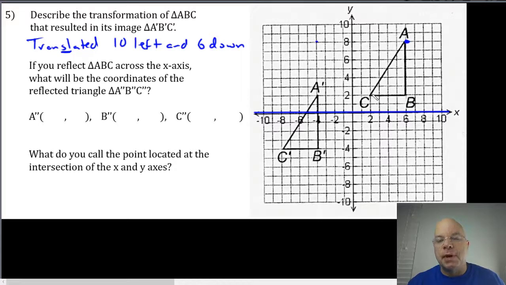So I'm going to start with the vertices that are closest to the x-axis. C and B are both 2 above the x-axis. So when we reflect, remember, a reflection is like a flip. When we flip the vertices over the x-axis, C is 2 above, so it will now be 2 below. C double prime will be there. B is 2 above the x-axis, now will be 2 below the x-axis, B double prime. A is 8 above the x-axis, so it will be 1, 2, 3, 4, 5, 6, 7, 8 below, A double prime. And we can connect those with line segments.